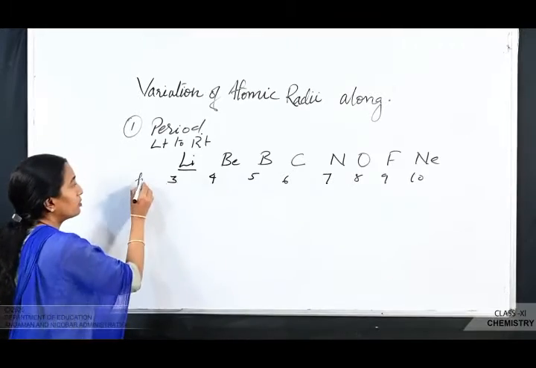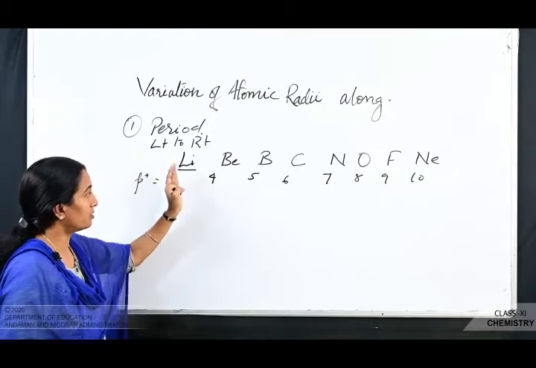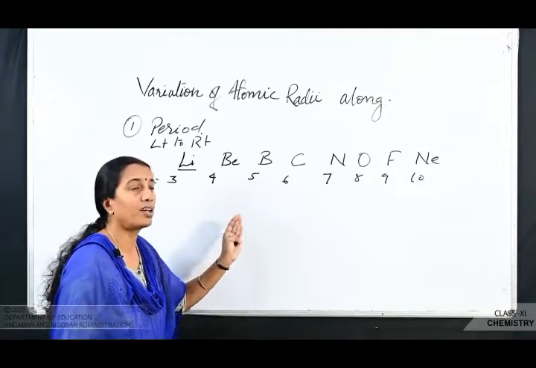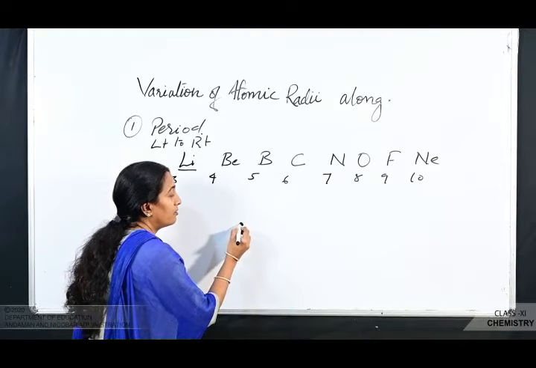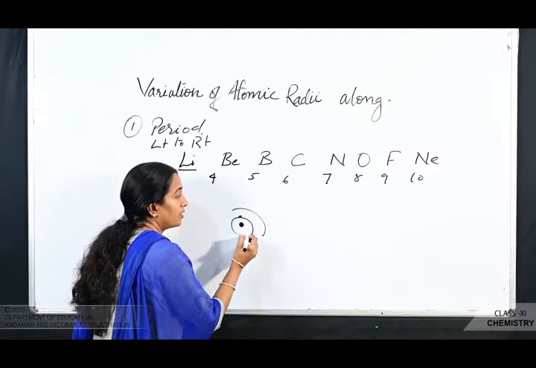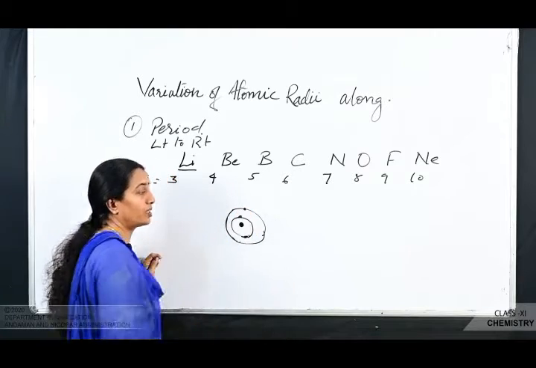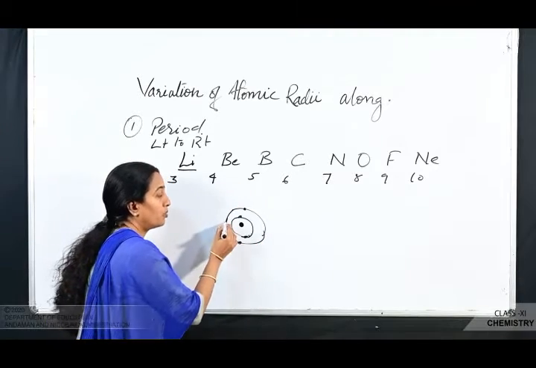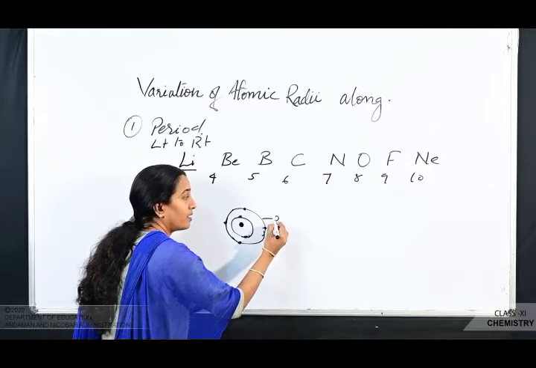Proton number is the nuclear charge. Here we see the nuclear charge is increasing by 1 unit. But one more thing happens, the electrons are being added in the same shell. For example, in the case of lithium, if this is the nucleus, second period means the electron is present in the second energy level. In lithium only one electron is there in it, whereas in beryllium you will find 4 electrons, in boron 5, then carbon 6.